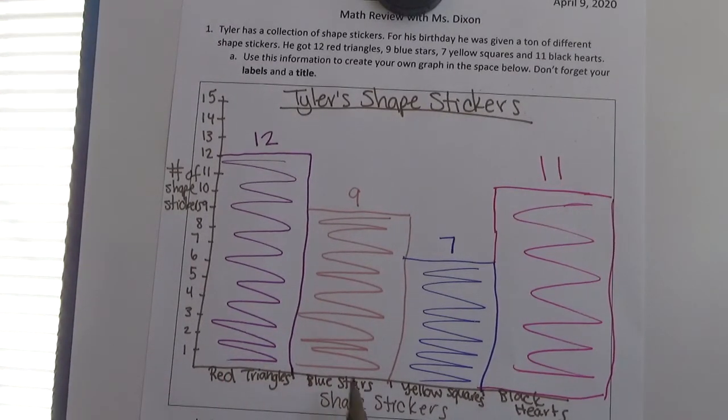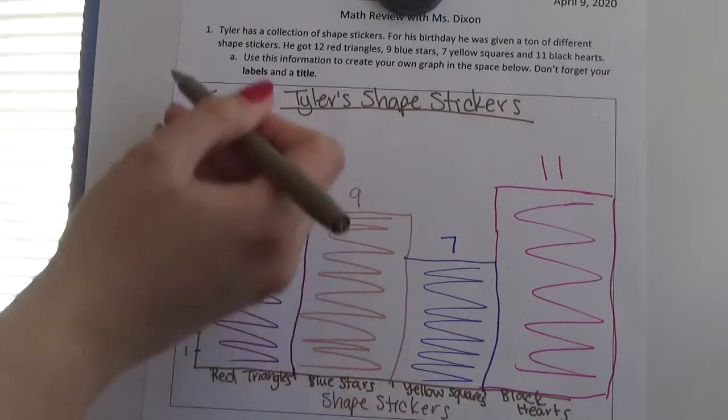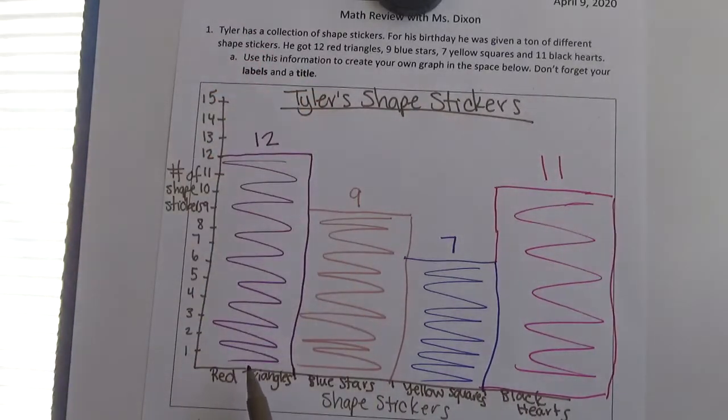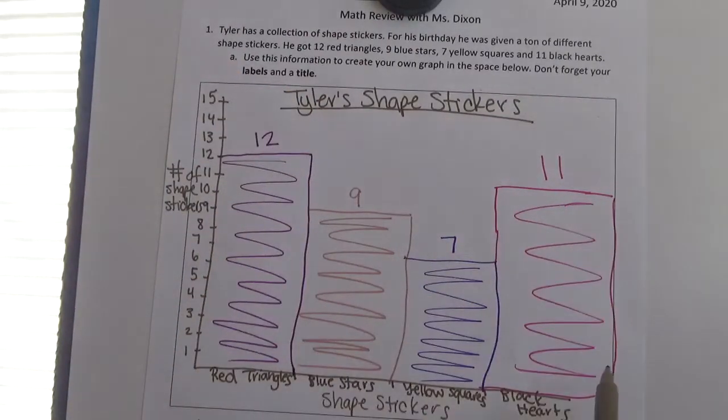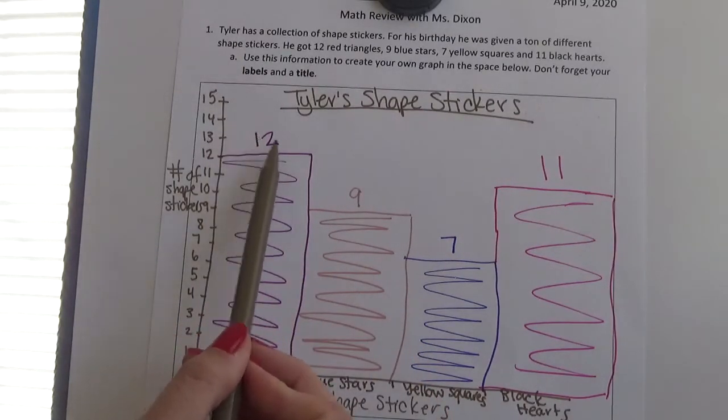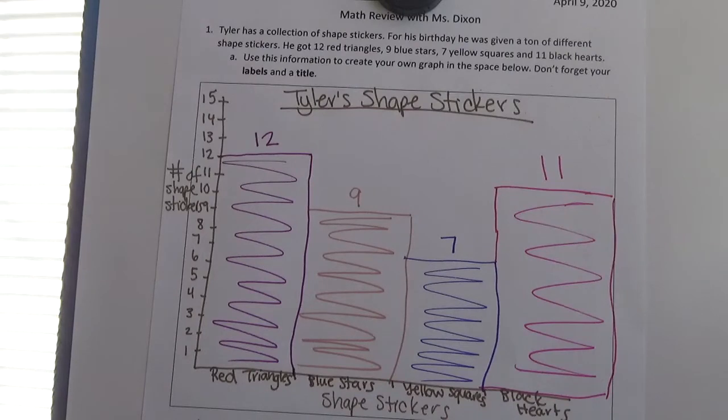The labels at the bottom and the side, the numbers on the side counting up by ones, and then the different types of shape stickers. Plus your bars: you should have 4 rectangular bars, and you should have them connected to each other. You also should have them labeled at the top. That's just a really good habit to get into.